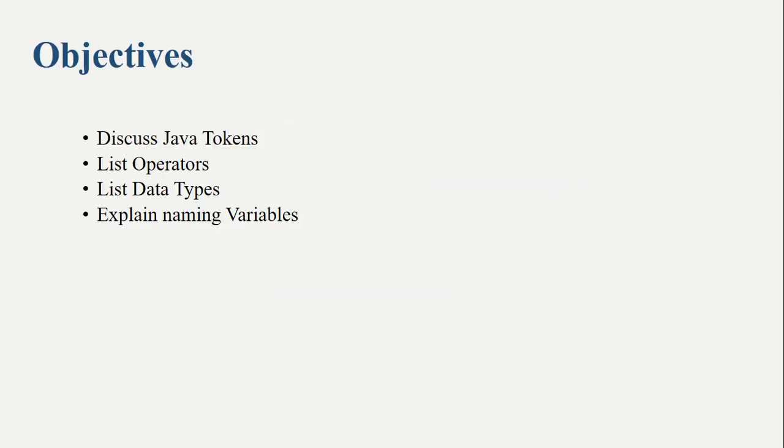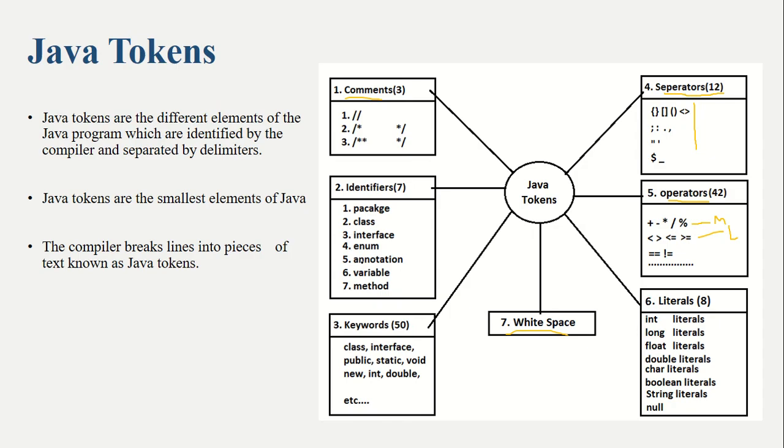So the content basically is about the Java tokens and operators that we use, what the data types are that we can use in Java, what we mean by data types, and explain the naming of variables and the rules for naming the variable itself. So first of all, we say Java token.